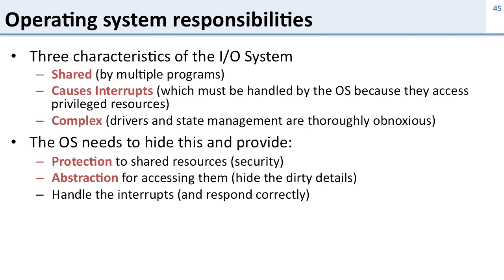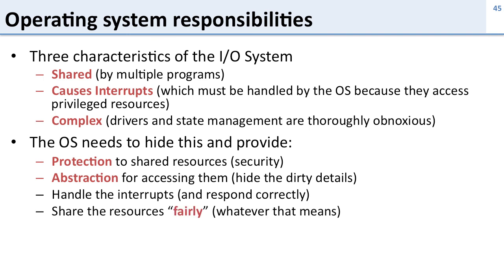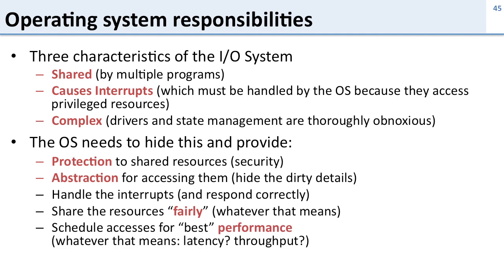The operating system also needs to handle the interrupts and respond correctly. And it needs to share the resources fairly. So if I have two programs that are both trying to access the hard disk, the operating system is responsible for deciding who gets to go first. And of course, it needs to get the best performance. If I have a whole bunch of accesses to the same hard disk, the operating system can go in and figure out what's the best order to put them in to get the best performance.